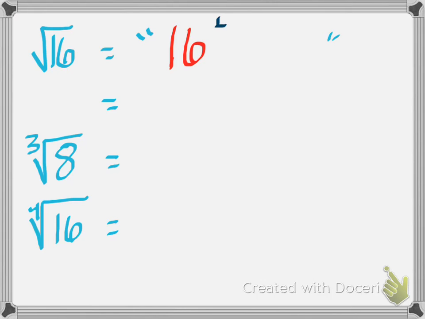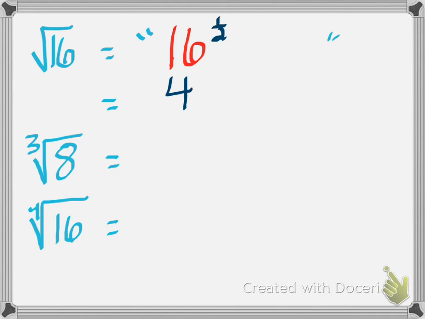of 1/2. So square root has a 1/2 as an exponent. And the square root of 16, what number makes 16 when you get 2 of them? And that's 4.